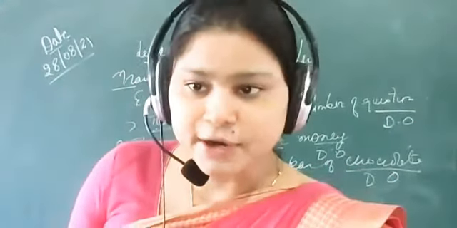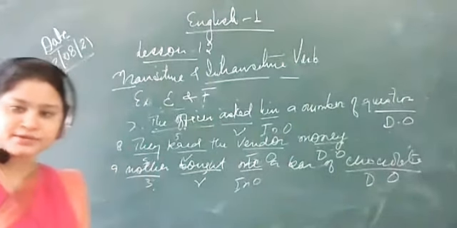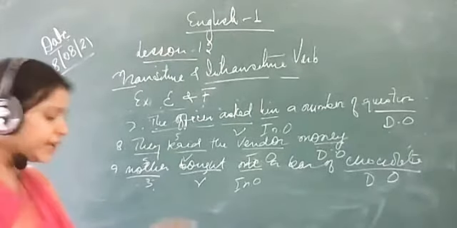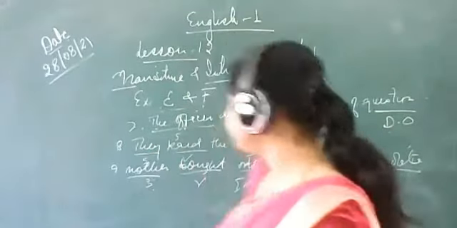So just completely clear. How many of you are completing? Raise a hand, please. Okay. So till 9 we have completed. Now let us proceed for the next sentence.